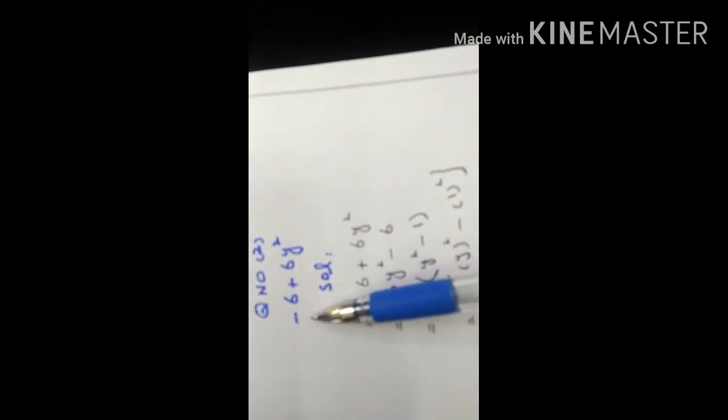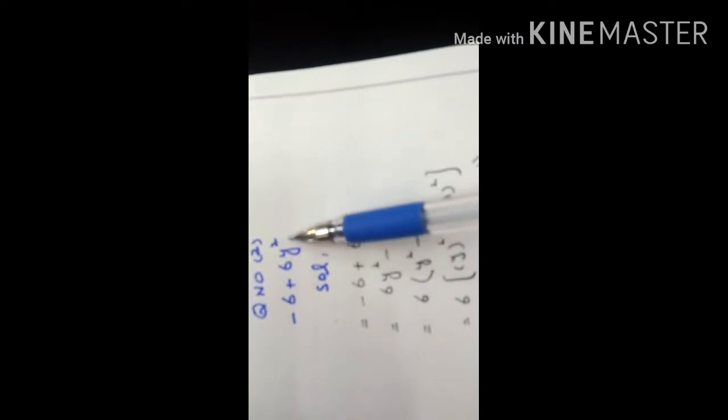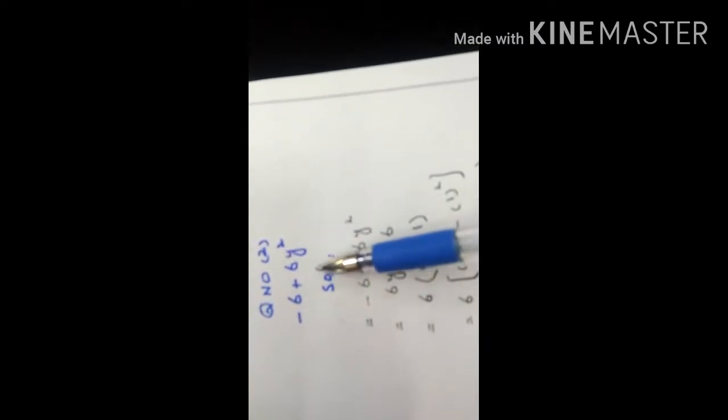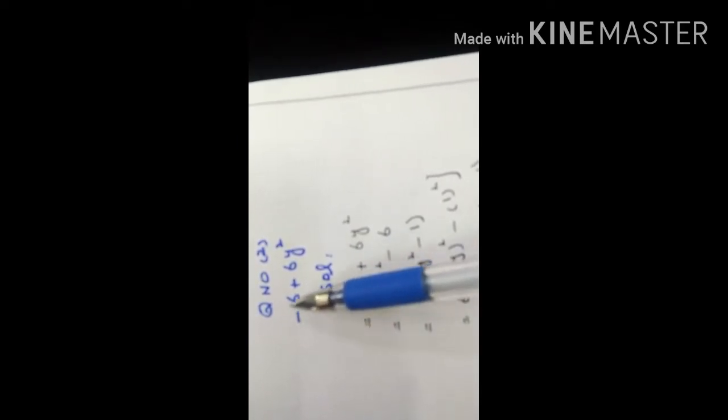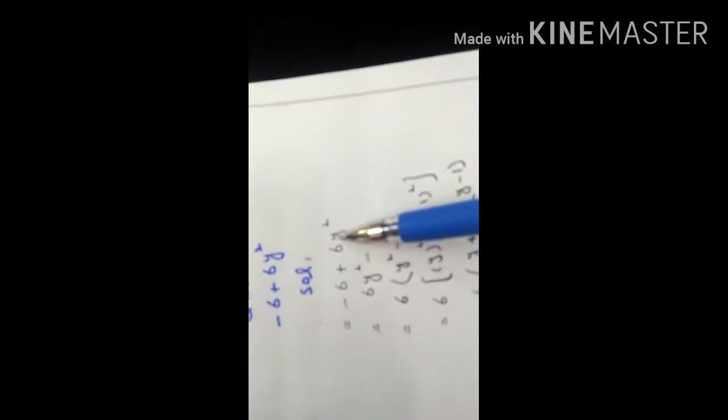Now do the question number 2. We are having minus 6 plus 6y square. You can do this question in the same way by taking minus 6 as common value, and this can also be done by rearranging the values. Why we are going to rearrange this? Because according to the formula we must have minus sign in between. So 6y square positive value comes in the first place and minus 6 will come in the second place.